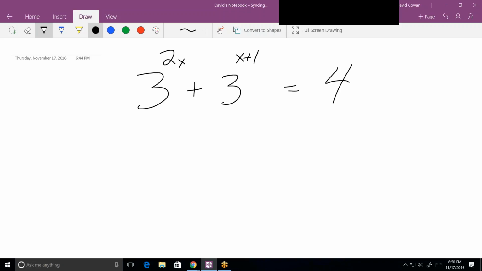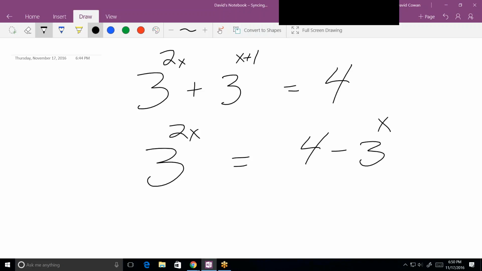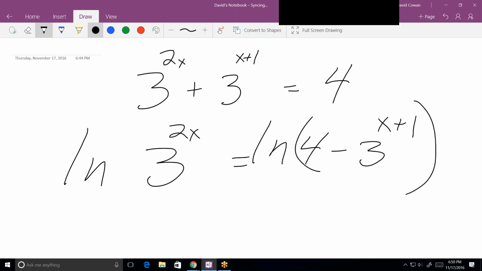Well, what if I took one of those exponents to the other side? And now I take the natural log of both sides. Doesn't help. I'm going to be able to bring the 2x down to here, but I can't do anything with this x plus 1. Right.